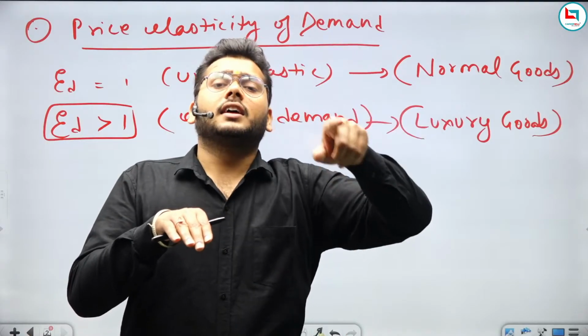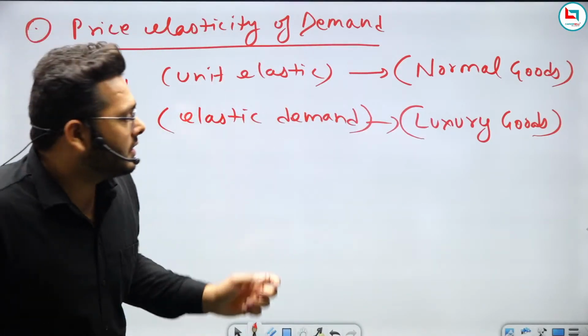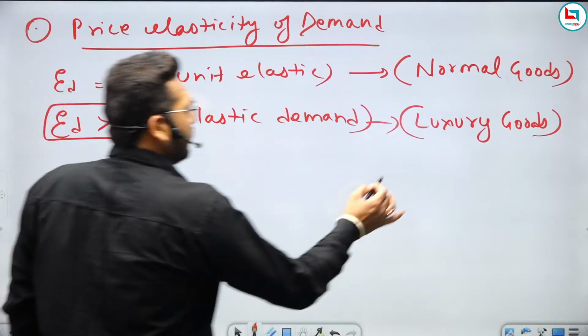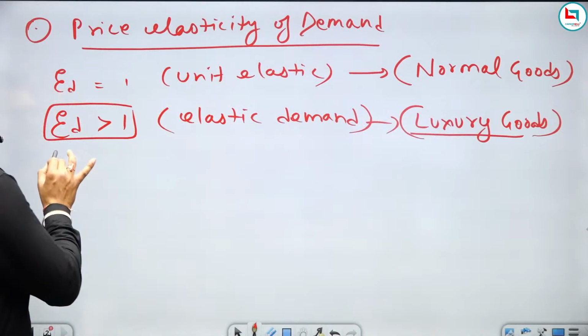That condition will be greater than 1, right? This is greater than 1. For which type of goods? Luxury goods.